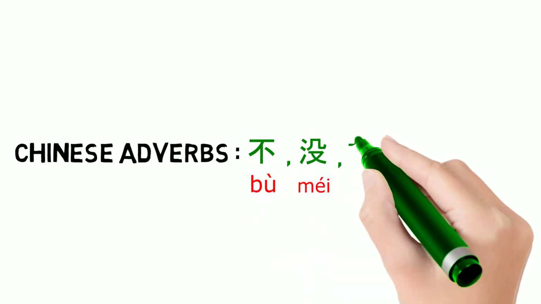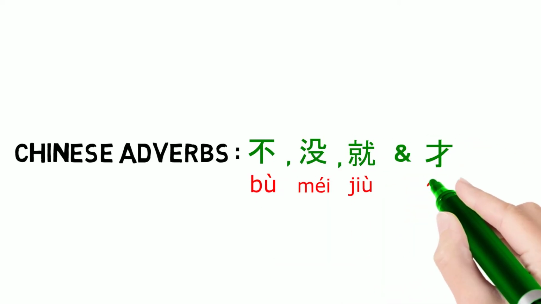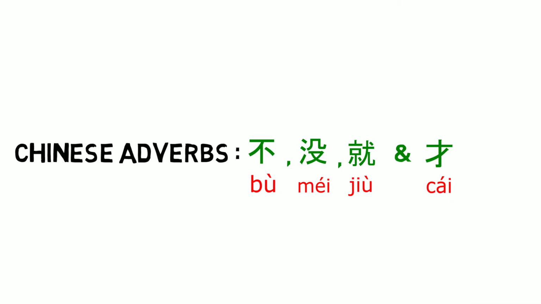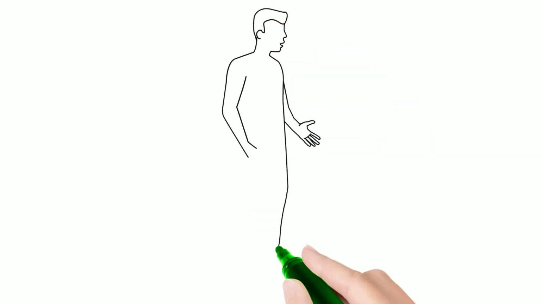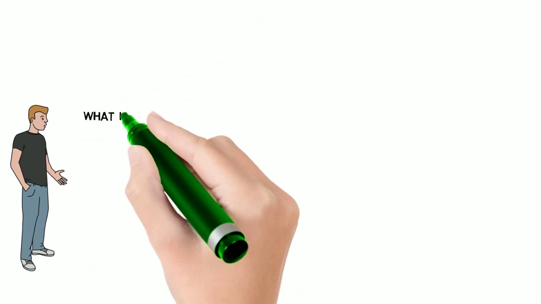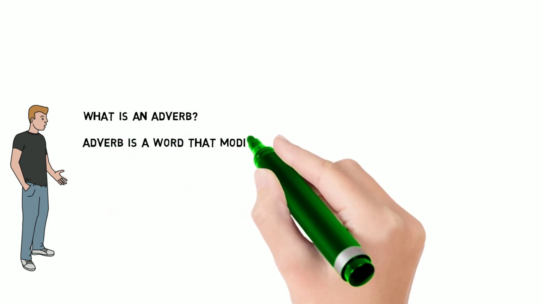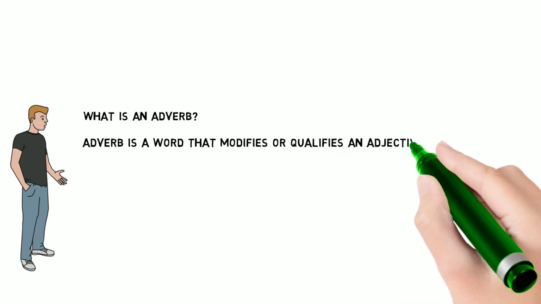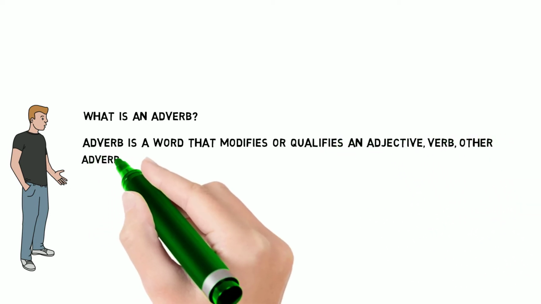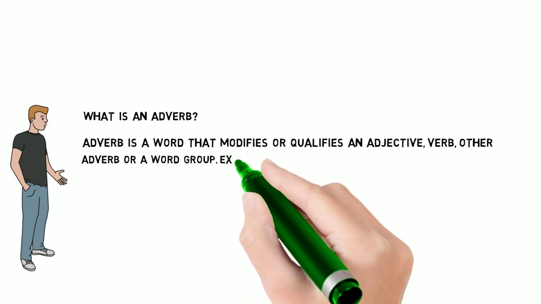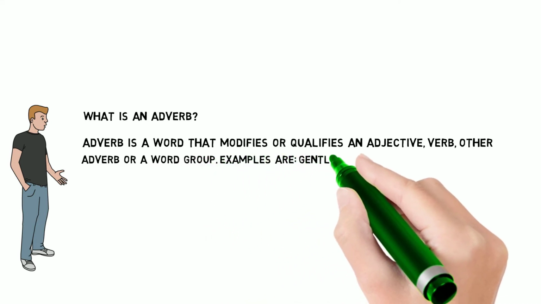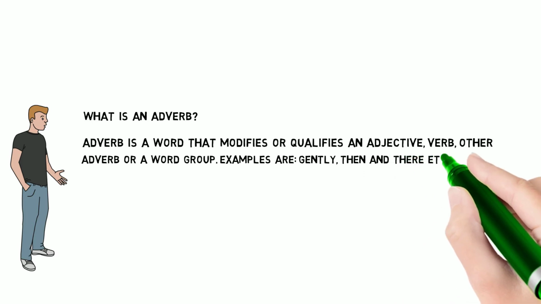Today, we will take a close look at some Chinese adverbs. They are 不, 没, 就, and 才. I will point out a few things that learners need to pay attention to when they come to use these adverbs. You may ask, what is an adverb? Adverb is a word that modifies or qualifies an adjective, verb, other adverb, or a word group. Examples are gently, then, and there, etc.